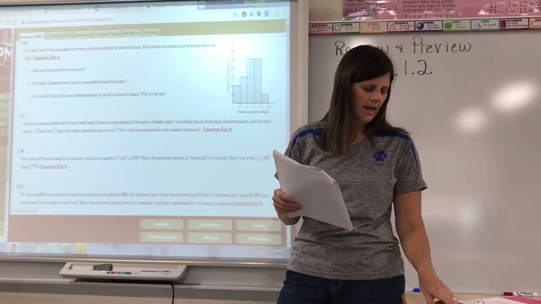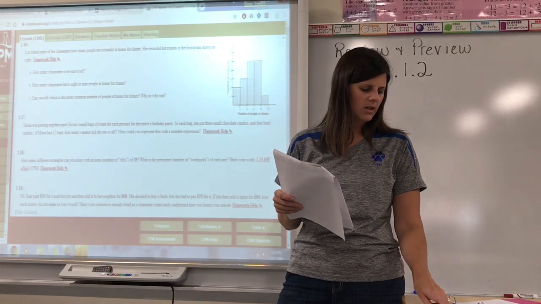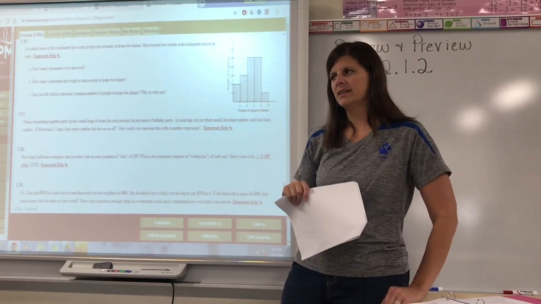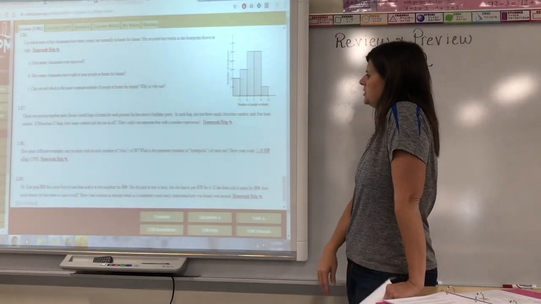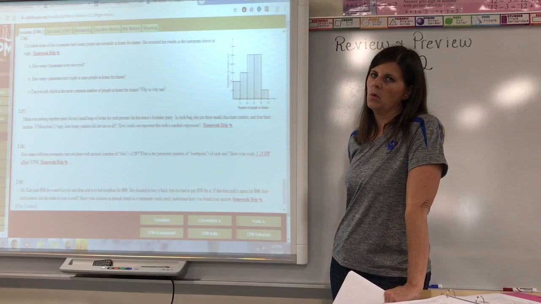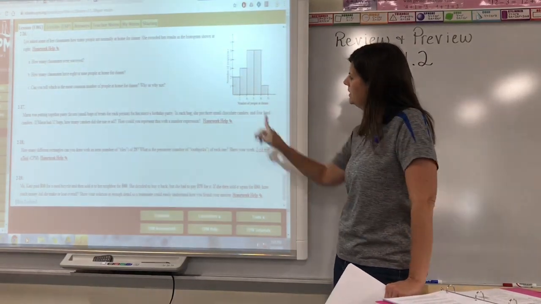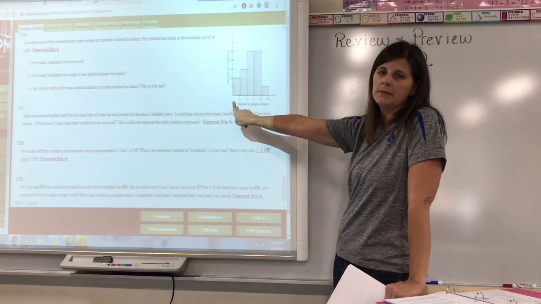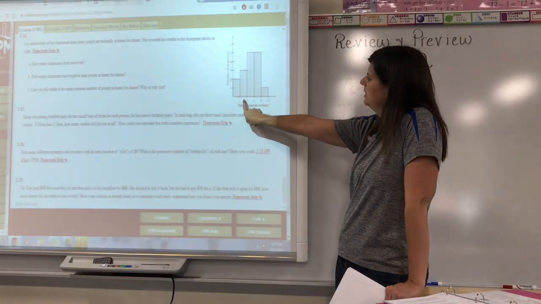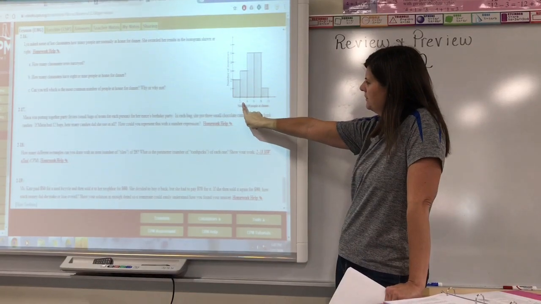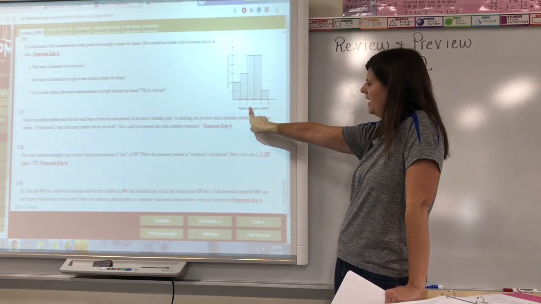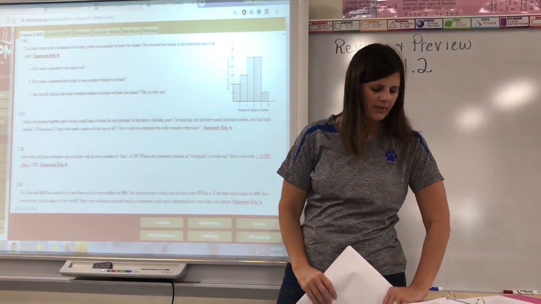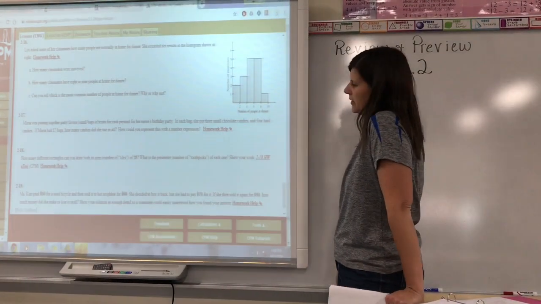For part B, it asks how many classmates have 8 or 9 people at home for dinner. The reason it's asking about 8 or 9 is because you'll remember that each bin represents more than one value. This first bin represents folks that have 0 or 1 people for dinner. The next one would be 2 and 3. The third one would be 4 and 5, and so on. So if we're looking for how many people have 8 or 9, we can find both of those in the same bin.